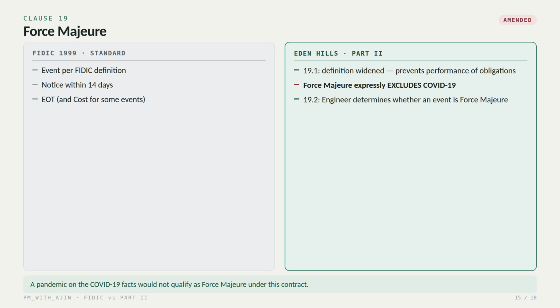Clause 19, force majeure. The standard definition and notice apply, but this contract makes one very significant change. Force majeure expressly excludes COVID-19. So an event on the COVID-19 facts would not qualify as force majeure under this contract and would not, on that basis, support an extension of time. The engineer determines whether any event meets the definition.